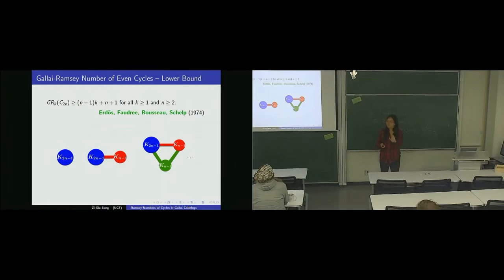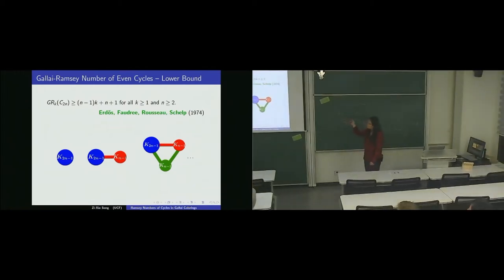You take a complete graph on 2a minus 1 vertices and color it all blue, let's say. For the next one, you attach a complete graph on a minus 1 vertices, and color everything inside red and all the edges running between them red. Then the longest even cycle you can find is of length 2a minus 2. You keep going in this way, and that's how you get your lower bound construction.